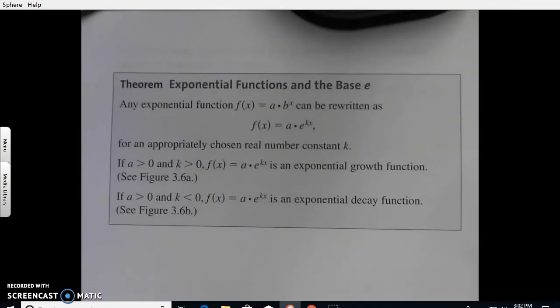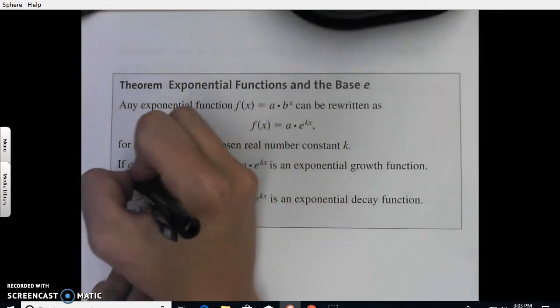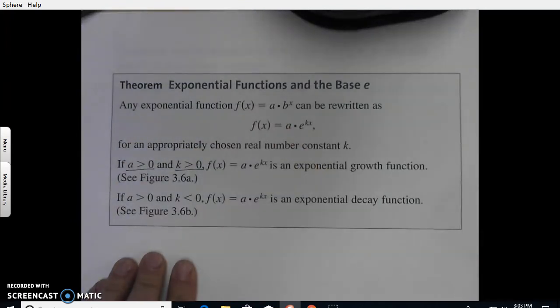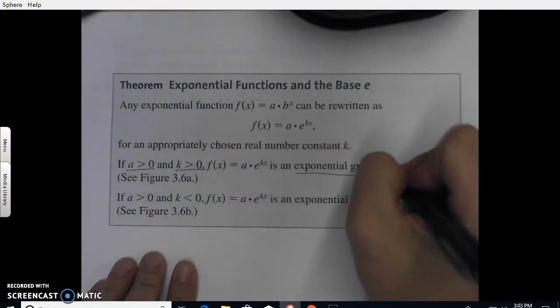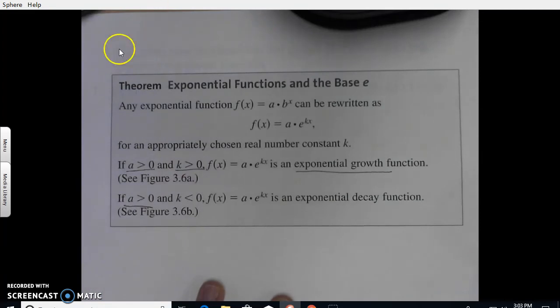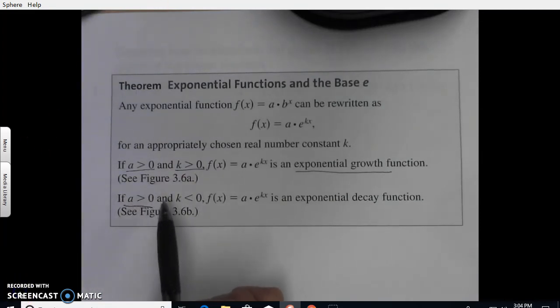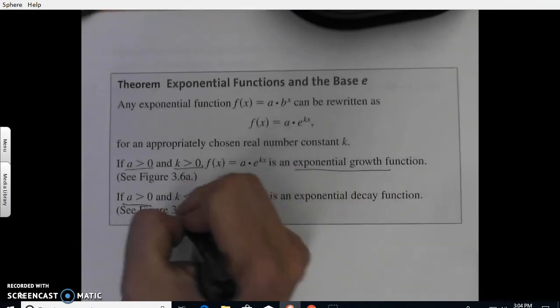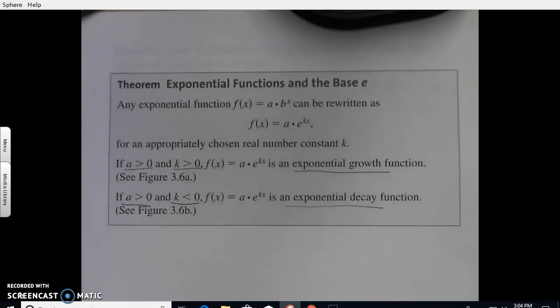We can have an exponential function in base e, so f of x is equal to a times b to the x power can be rewritten as f of x is equal to a times e to the kx power, where k is a constant, and if a is greater than 0 and k is greater than 0, the exponential function is growing. And if a is greater than 0 and k is less than 0, then we have exponential decay.